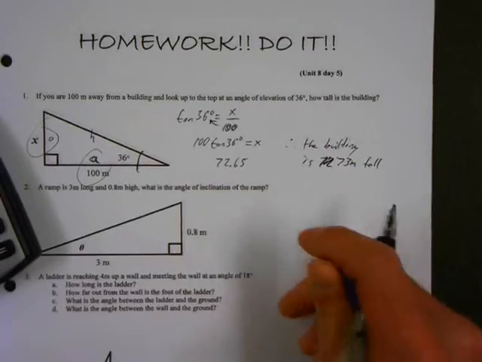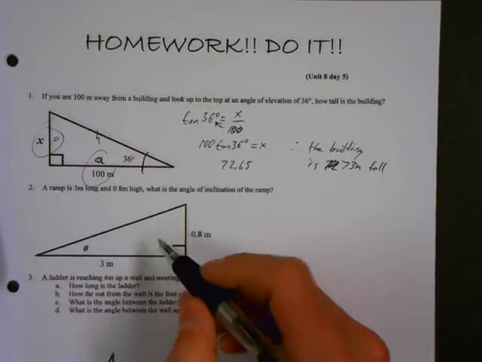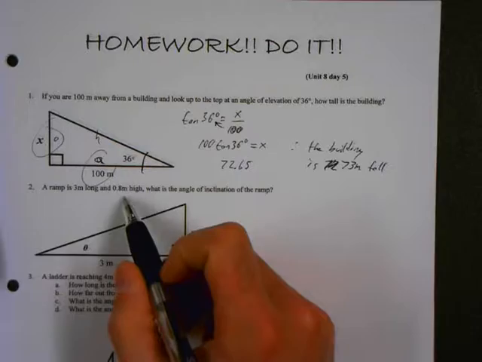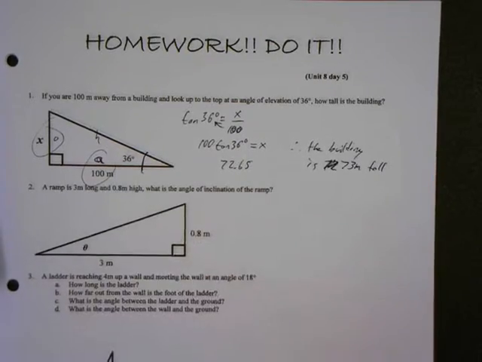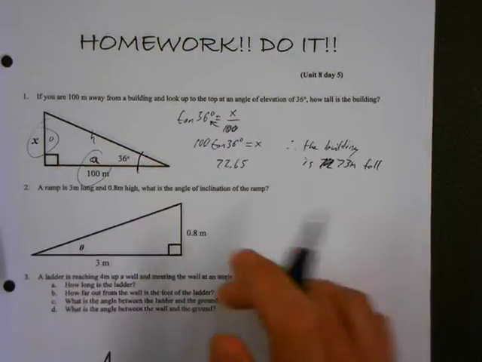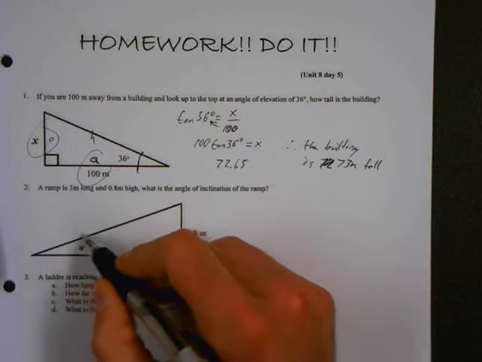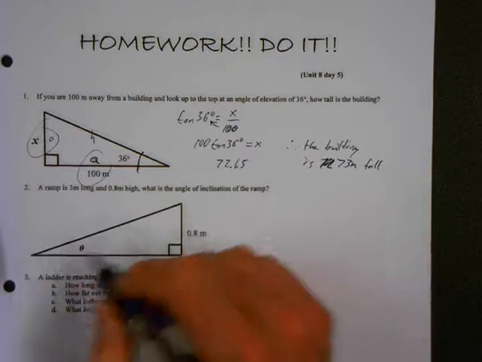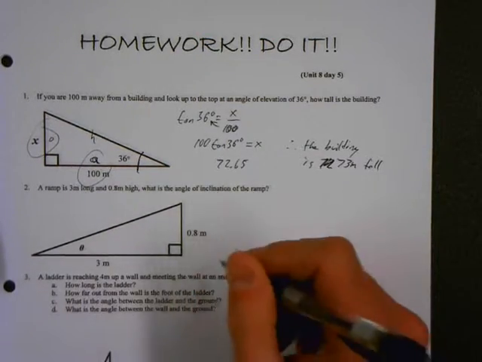Okay, next one. A ramp is 3 meters long and 0.8 meters high. I don't know about the wording of this. I would say if the ramp is 3 meters long, that should be along the ramp. I guess the ramp has a horizontal distance of 3. Whatever. Anyways, I'm going with what they've drawn here.